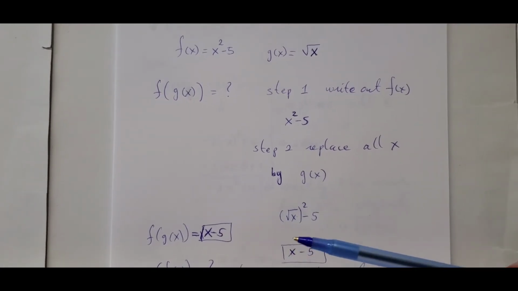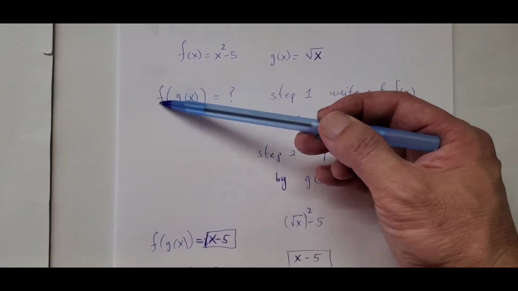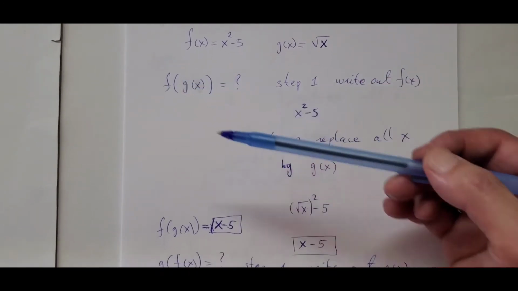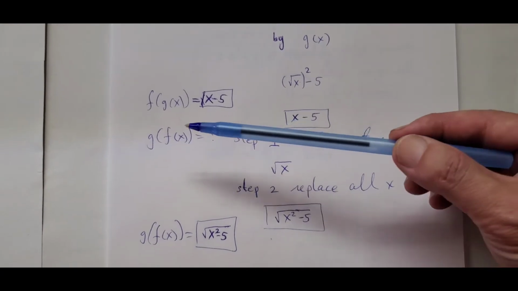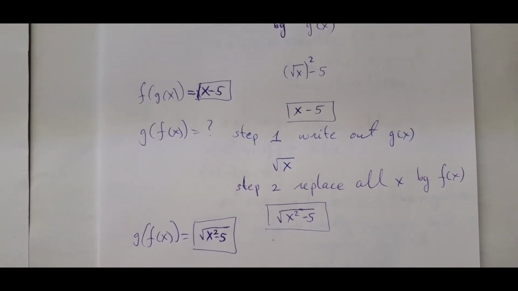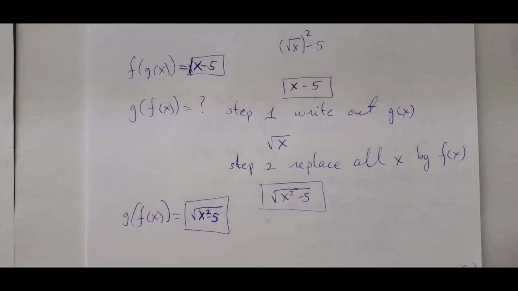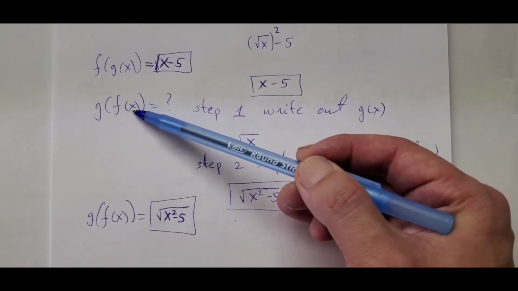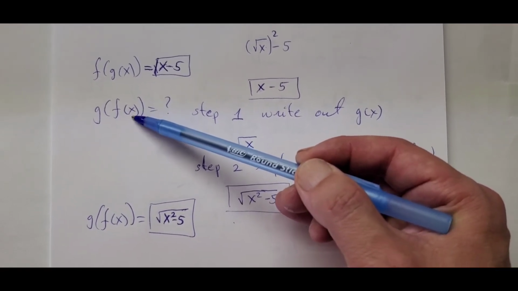Now let's reverse this. Instead of f of g, let's do g of f. Again, I am not solving for a value. I am taking the whole equation and solving it.